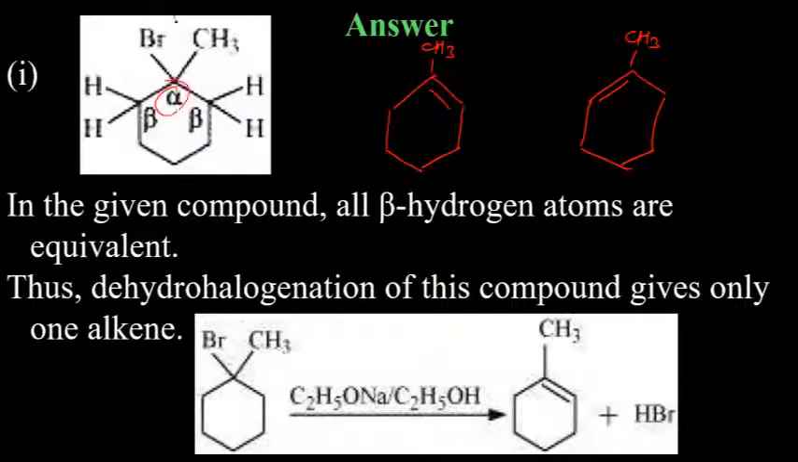On the alpha carbon, you have bromine and CH3 attached, and on both beta carbons you have CH2 attached. So it is symmetrical. On both sides, you have CH2, CH2. Is that clear? Or if your question was different, then let me know, Yastika.